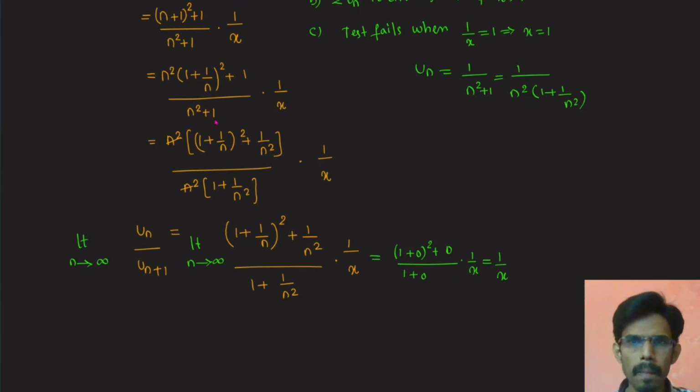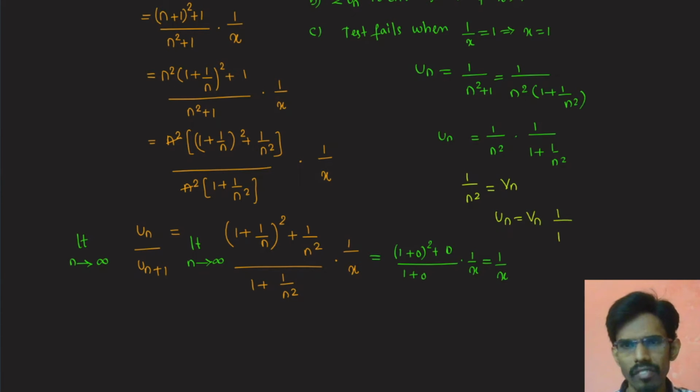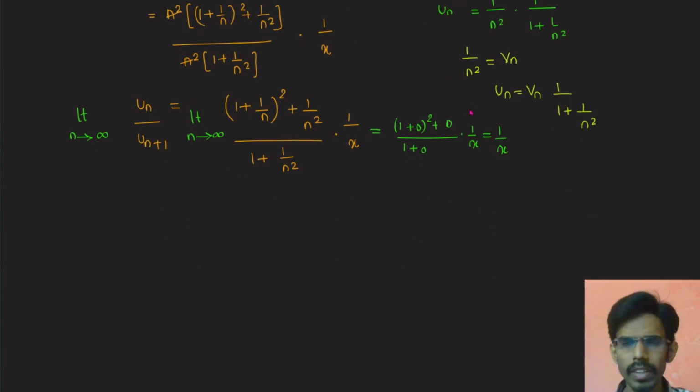Let us take this as 1 by n square into 1 by 1 plus 1 by n square. We are trying to use the comparison test here. Take this 1 by n square as some vn, then un is equal to vn into 1 by 1 plus 1 by n square. Now divide this un by vn. The un by vn value is 1 by 1 plus 1 by n square.